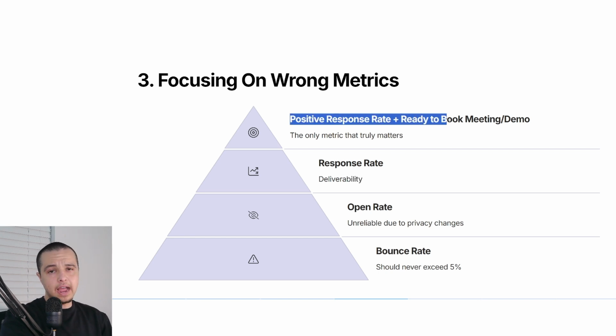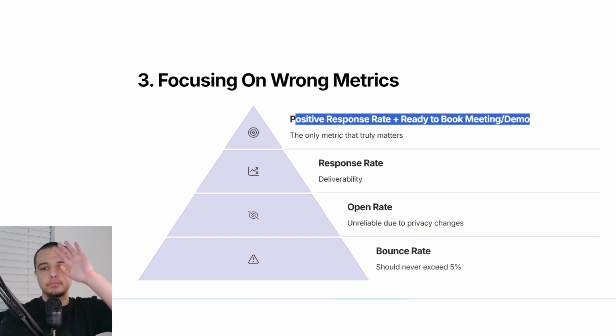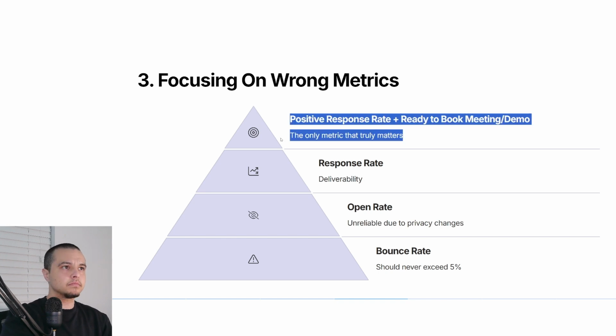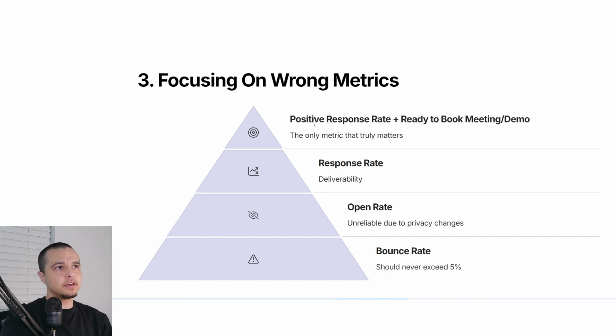And the metric that actually matters, which is booked meetings and positive responses of prospects raising their hand, interested to see your SaaS solution. Okay, so this is the only metric that matters. Response rate we can look at in terms of is the email getting to your buyer's inbox. So you want at least a 1% most of the time. About 90% of the time, you want at least a 1%. Okay, that means that your email is making it to the inbox. All right.